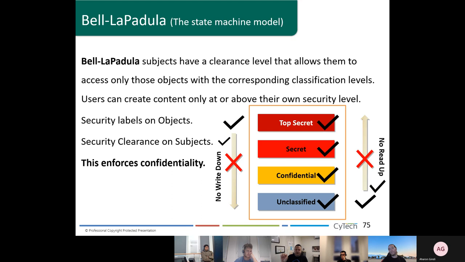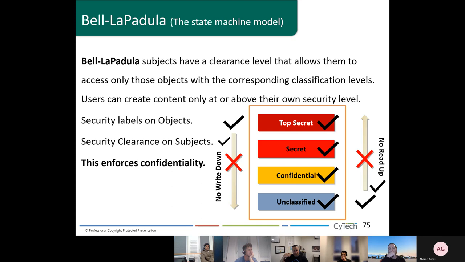The objective of Bell-LaPadula is confidentiality. To maintain confidentiality, we cannot share our information with a lower level of classification, and we cannot write to a lower level of classification. So no read up. Someone below cannot read up, and that class cannot write down. Right?